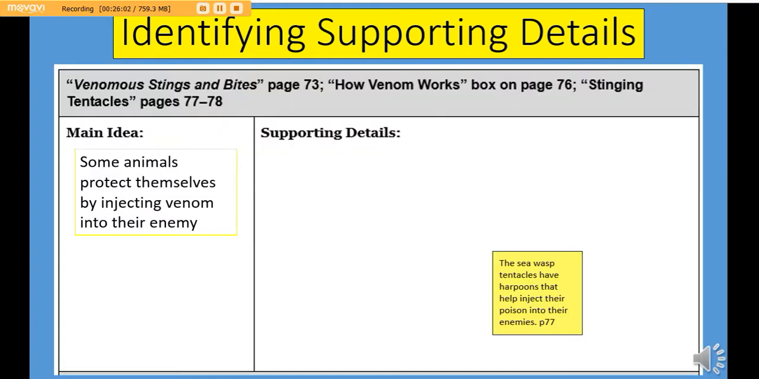Now that we've identified all of those supporting details, we can go ahead and gather our Post-it notes onto our chart in our purple workbook. You can rewrite them, but if it's already written on your Post-it note, there's no need. You can just go ahead and stick those right in your purple workbook in this space. Do that now.